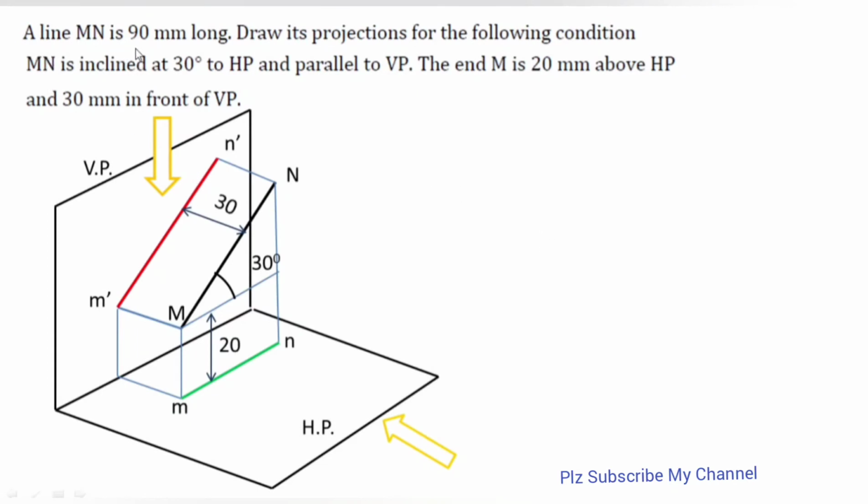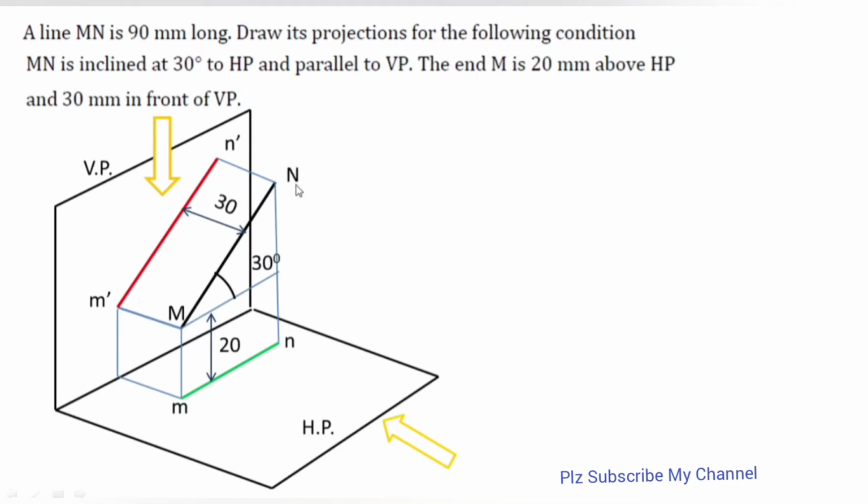A line capital MN is 90 mm long again, and we need to draw its projection. The condition is saying that capital MN is inclined at 30 degrees to HP and simultaneously parallel to VP. Then the only condition is this one: the black color is denoting my line, which is making an angle of 30 degrees with HP, and the line is parallel to VP. So the line is having a 30 mm distance in front of VP. This distance in front of VP is the same for points N and M, because the line is parallel to VP, right?